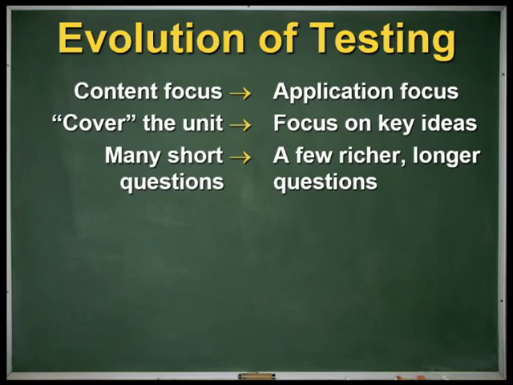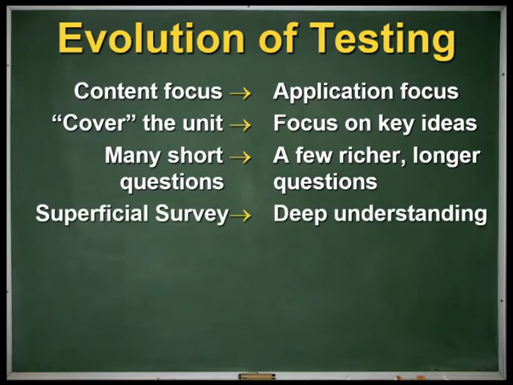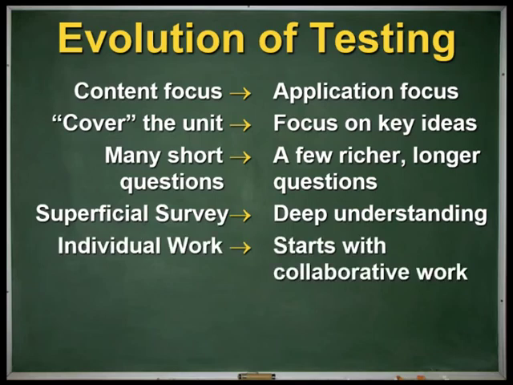And instead of having many short questions, we just have a few questions that are longer and richer. So the test changes from a superficial survey of the course or that unit into an exploration of the student's deeper understanding and their ability to use the ideas. And the traditional test is 100% individual work. But because cooperative group work is such an important part of our learning process, we think it's absolutely essential that it remains a part of our evaluation process.